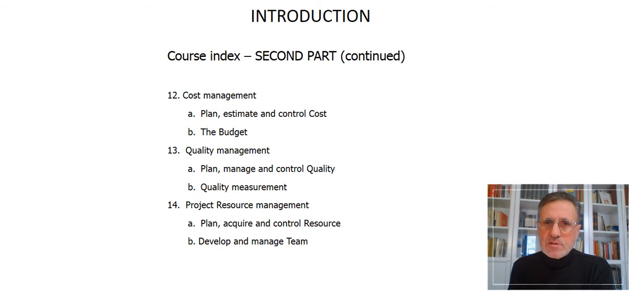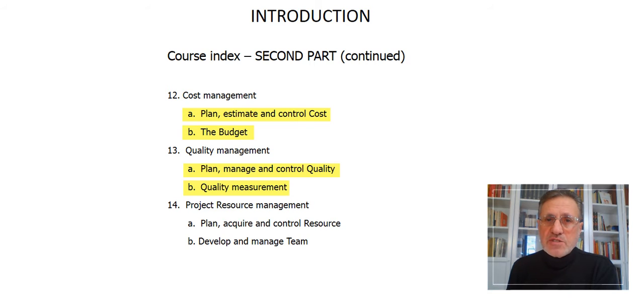Cost Management, Lesson 12, includes all the processes needed to plan, manage and control costs in order to complete the project within the approved budget. We will see how to plan, estimate and control cost, and how to manage the budget. Quality Management, Lesson 13, includes all processes and activities to be implemented in order to satisfy all projects' quality needs. We will discuss how to plan, manage and control quality and the implementation of quality measurement.